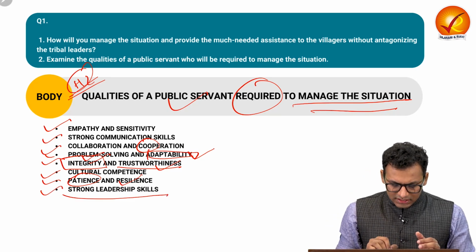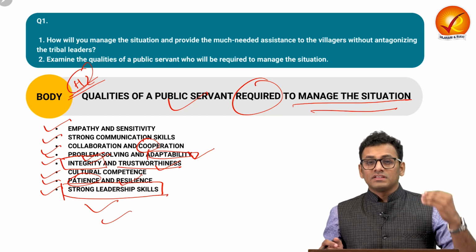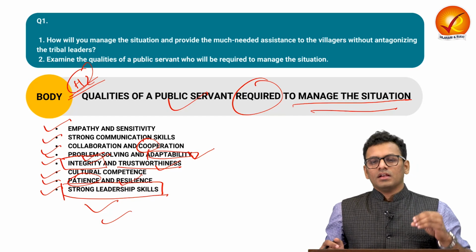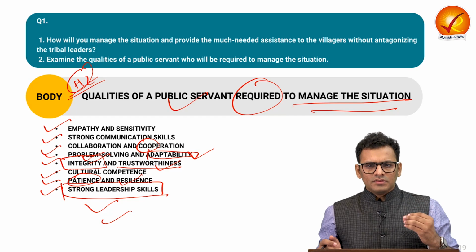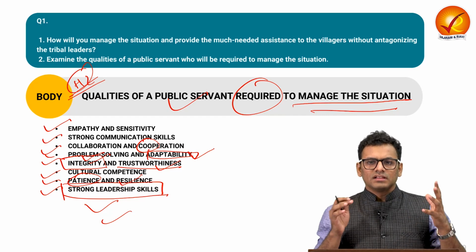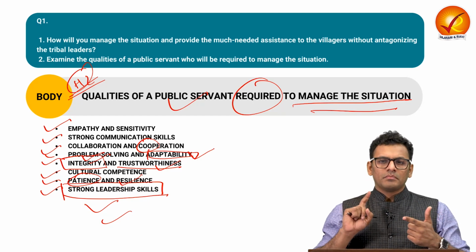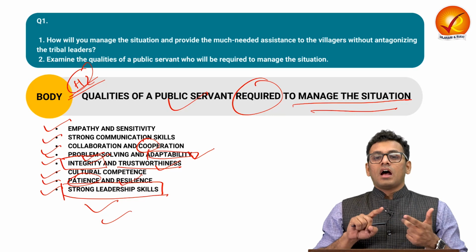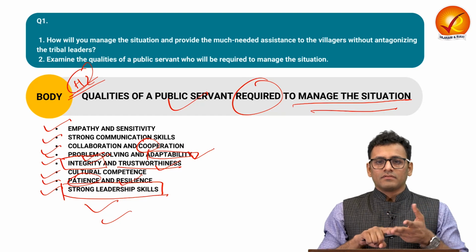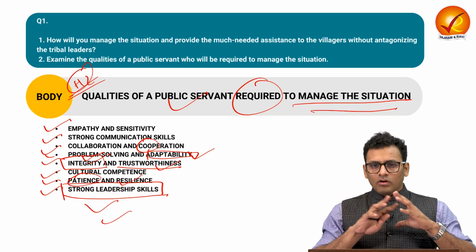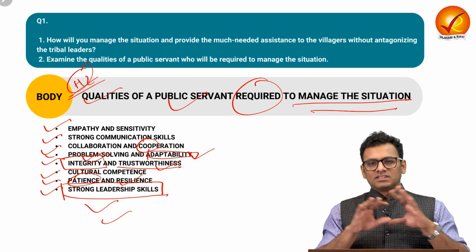And the last is strong leadership skill, as you will be leading a team. Now you have to also pass on the crux of these values to the team members that you're leading so that they can also work and operate with similar values when they are interacting with the villages. So over here, strong leadership skills also encompass how you are making your vision ready, how your steps are explicitly communicated, and how the work culture that you are going to operate with your team is all set. So all this encompasses the qualities of a public servant required to manage the situation.